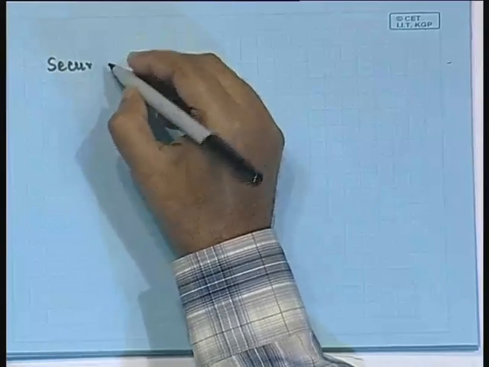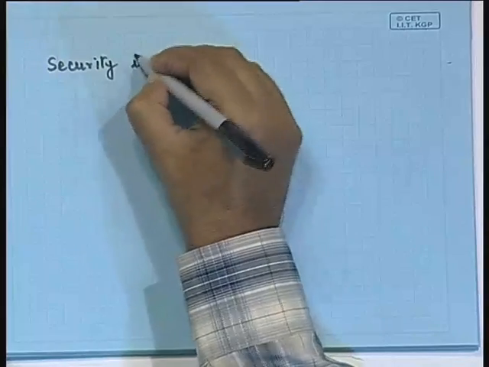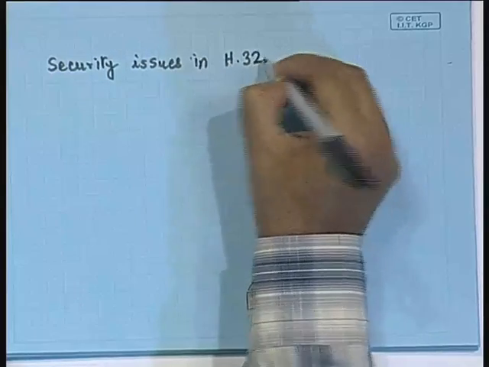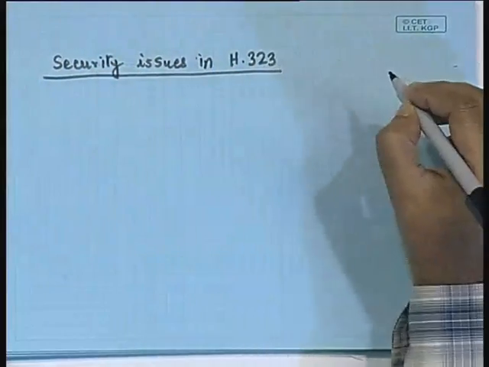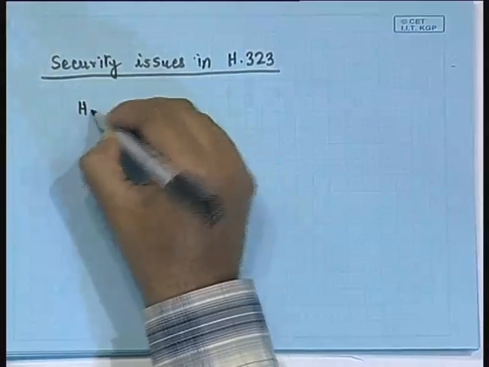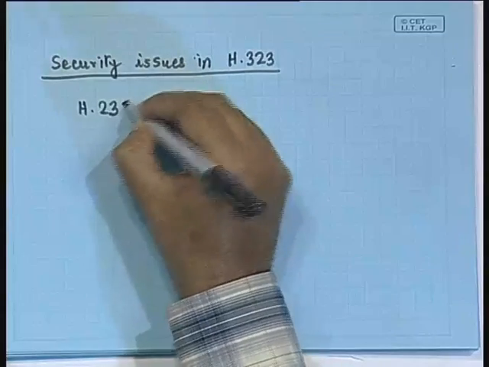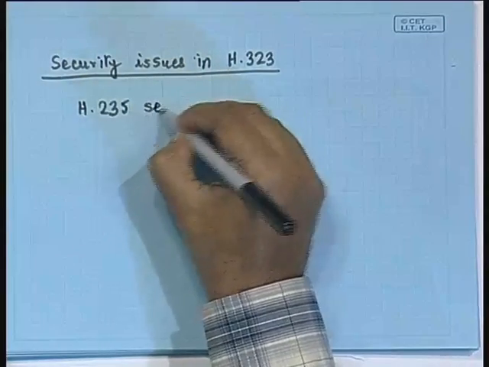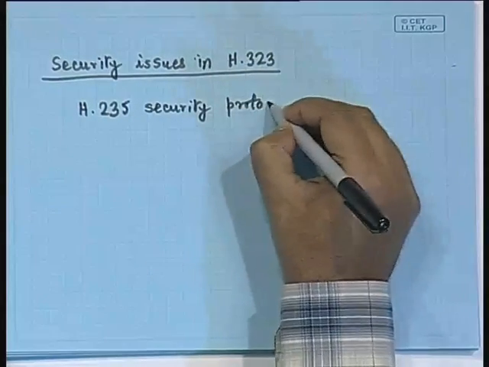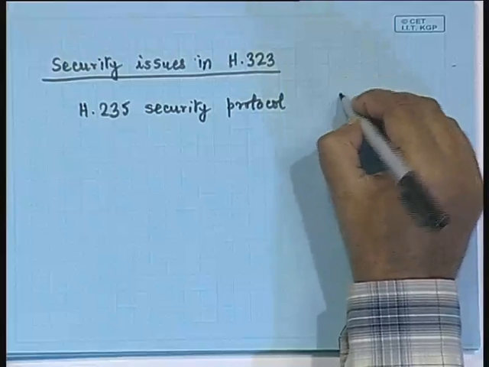Now, it is quite appropriate at this stage to talk about the security issues in H.323. In fact, H.323 has got a subset of specifications, which is referred to as H.235, which is the security protocol. Again, H.235 is the security protocol that is defined by the ITU.